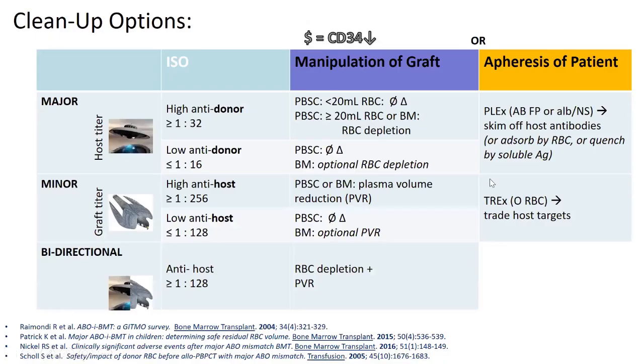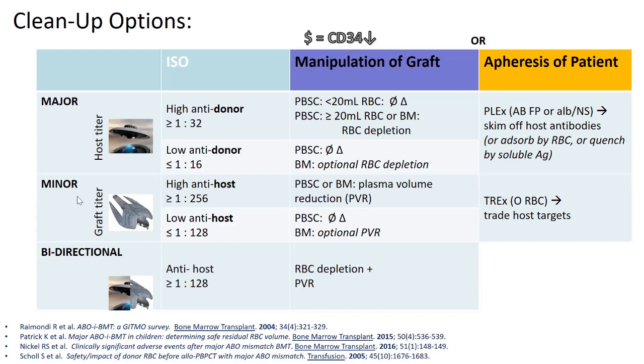This table here shows some of your cleanup options for major, minor, or bidirectionally mismatched transplants. You can manipulate the graft or manipulate the intended recipient, depending on the different scenarios of whether or not the graft or host titers are high. So for example, if you have a major mismatch transplant, an O recipient, for example, who has a high anti-donor titer, anti-A, well, you can manipulate the graft to ensure that it is red cell depleted, or you can apheresis the patient to skim off their host isoagglutinins.